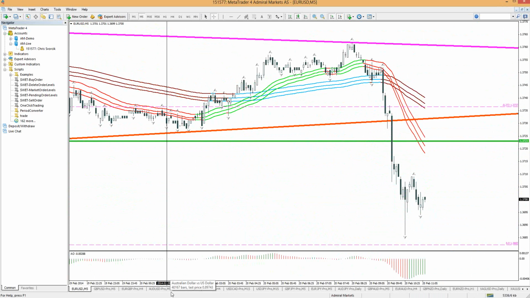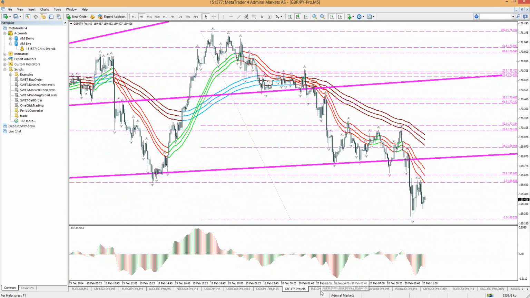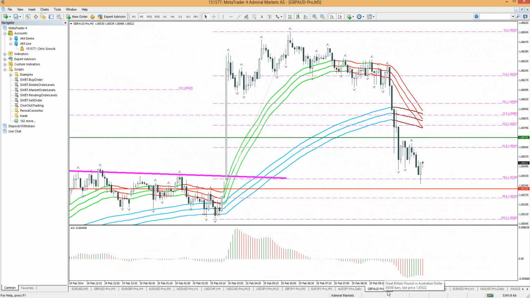Same on the euro, maybe, although a bear flag and downside is possible too. So it's just too early to tell. We have to monitor it. Dollar yen, maybe a bit more downside. Pound yen, euro yen, questionable. Will we get the bounce or not? I like the pound Aussie bounce, as I said. We'll keep on monitoring that one.